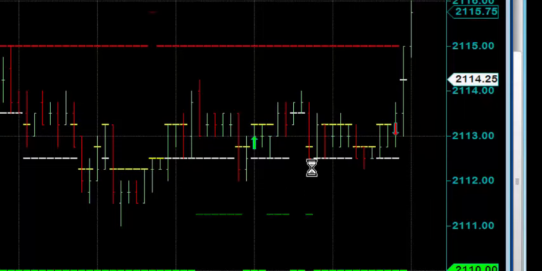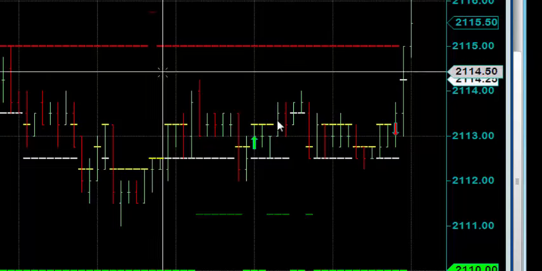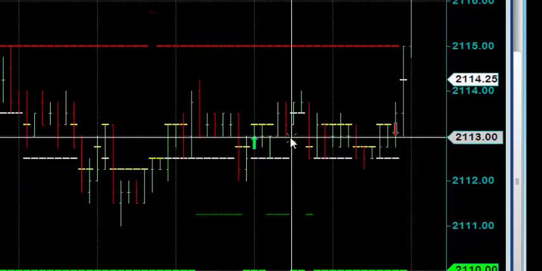This was again an arch. We have our neckline, we have the arch, we have the hole in the arch, we have the pullback, and we have the candle break. It was pretty straightforward. So this again is one of our bread and butter trades. It works quite well.